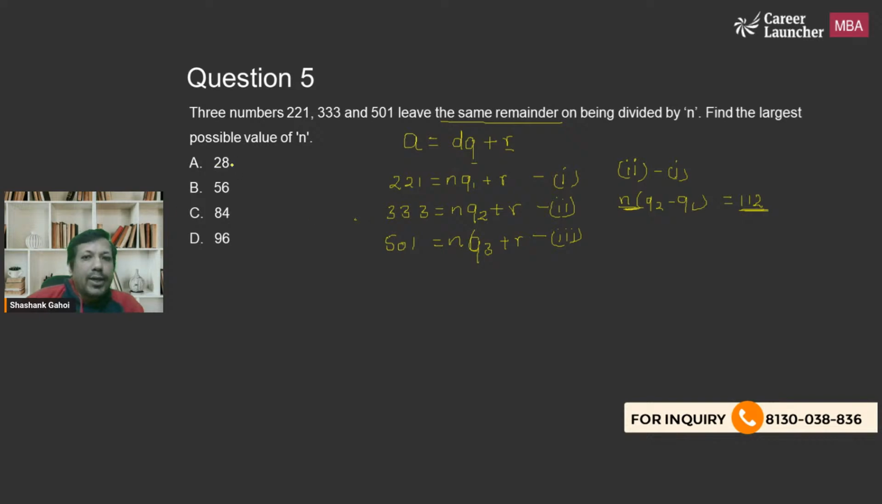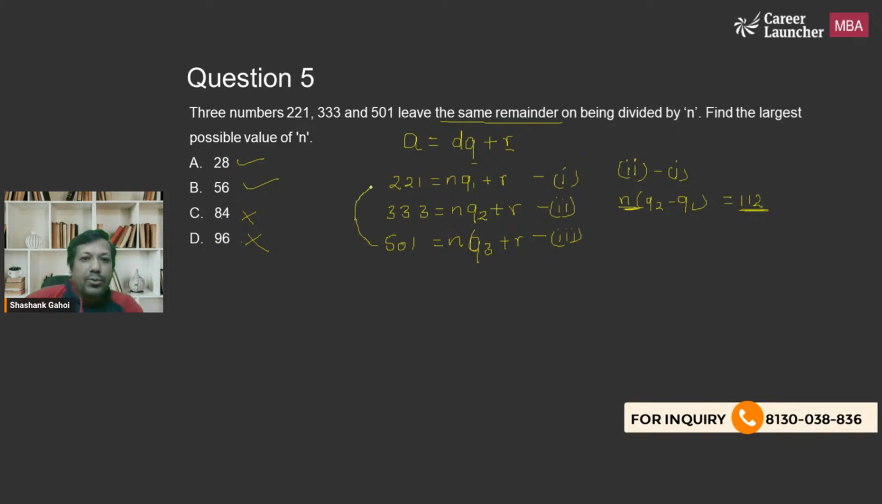So 28 is a factor of 112. Yes. 56 is a factor of 112. Yes. 84 is a factor of 112. No. 96 is a factor of 112. No. So basically, there are two possible answers, and I'm looking for the largest possible value. Preferably it's going to be 56, but again, we are going to check.